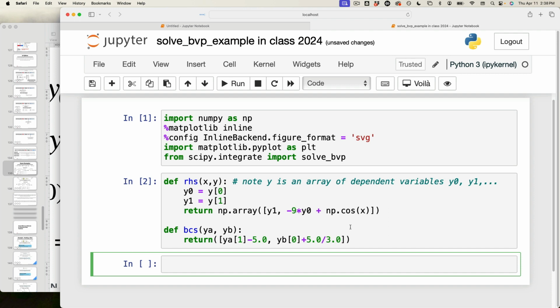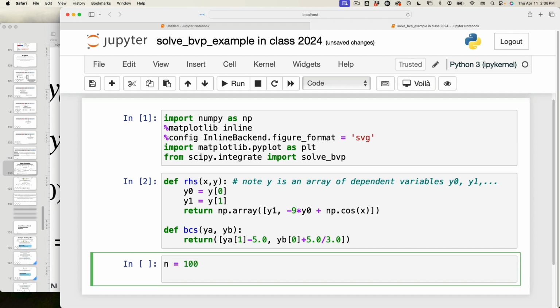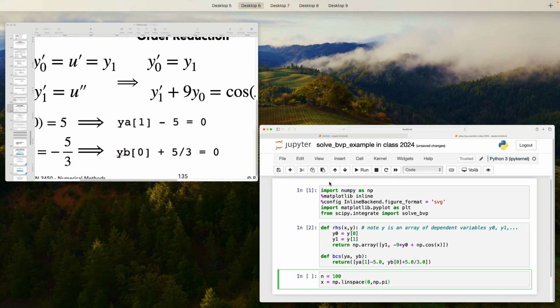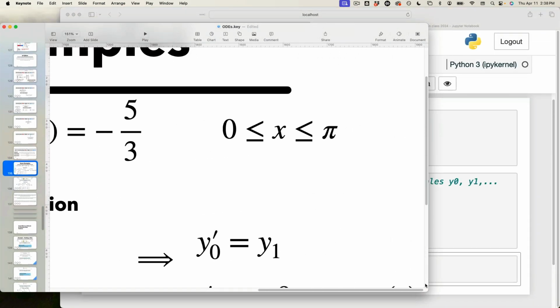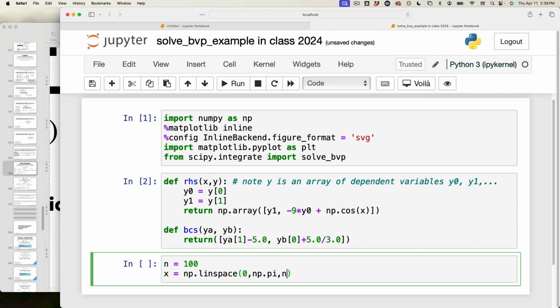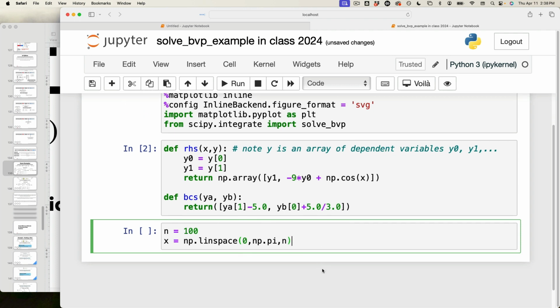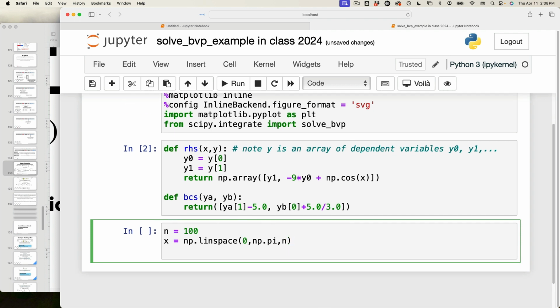Okay. So now let's say we want to solve this over 100 points on the domain, which is just 1D. It's a line. So we'll declare a linspace from 0 to pi. Remember, our ODE was defined on the interval from 0 to pi, with 100 points or 200, whatever. And now for the initial condition.